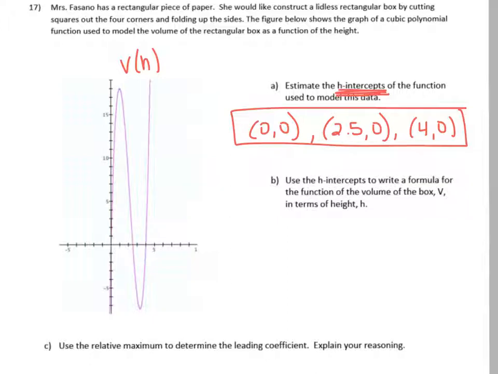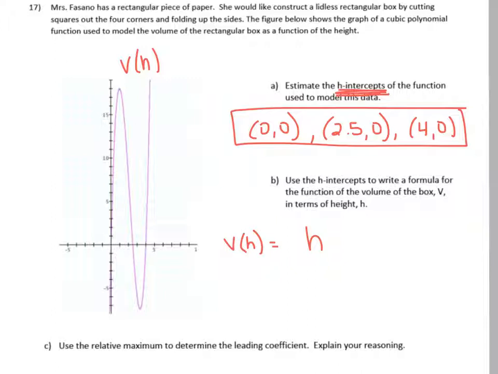So letter B, use the h-intercepts to write a formula for the function of the volume of the box V in terms of h. So again, we have volume in terms of h. Now, we know that if we have an h-intercept, if we have a root of 0, then your factor, you could write as h minus 0 or h plus 0, but if you combine that, it really just gives you h. So we know one of our factors is going to be h.